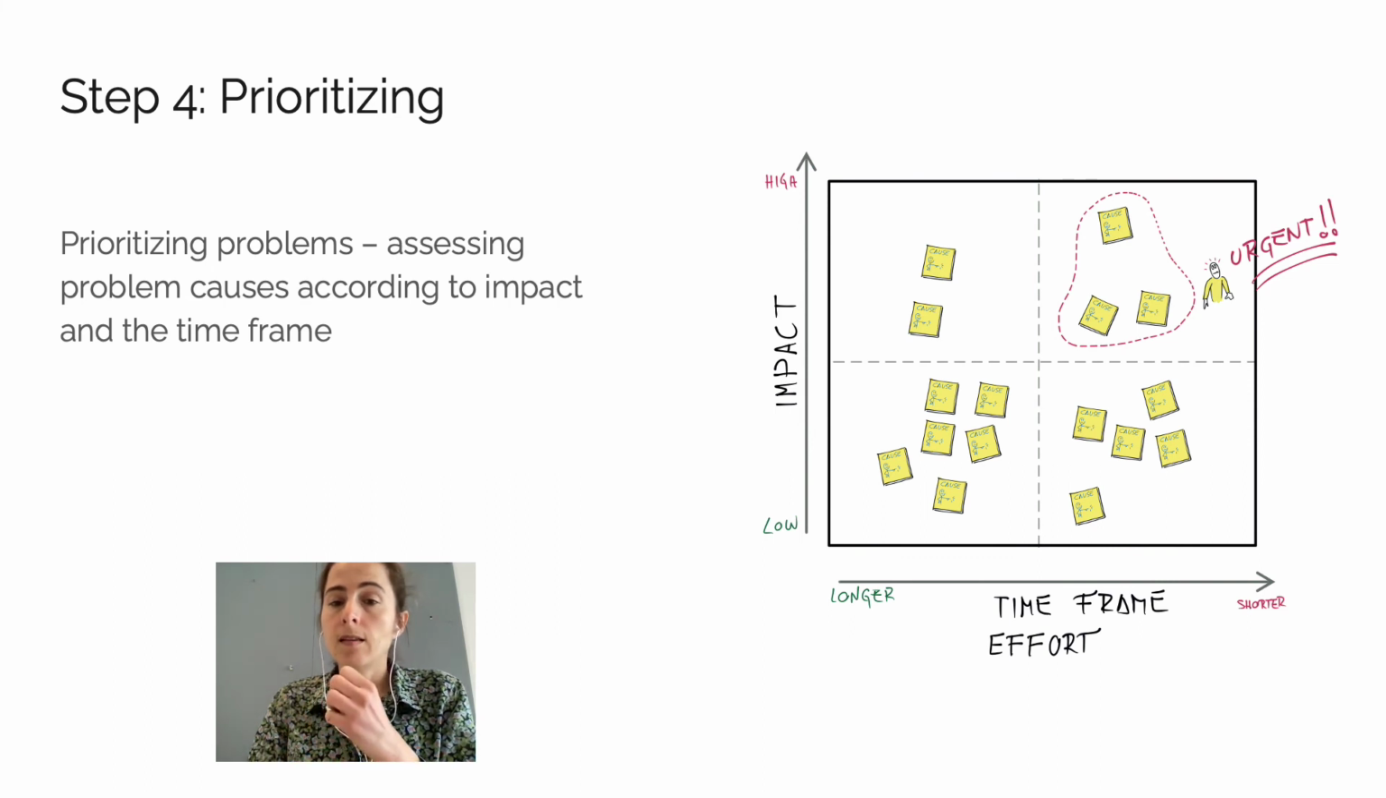This is something that you can see on the picture in front of you. Those causes or problems falling in the short-term and high-impact quadrant will be the most urgent for you to start taking action against.